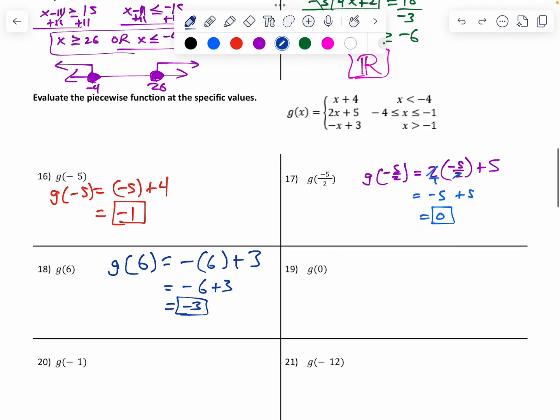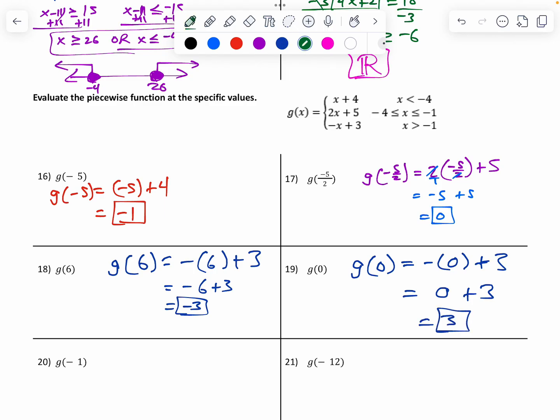Okay, so g of 0 is also greater than -1. So g of 0 equals negative blank plus 3, again plugging in 0. Well, -0 is still just 0, and add 3, you get 3.